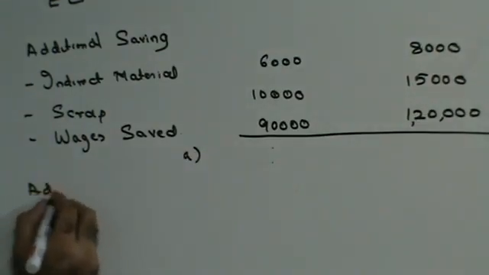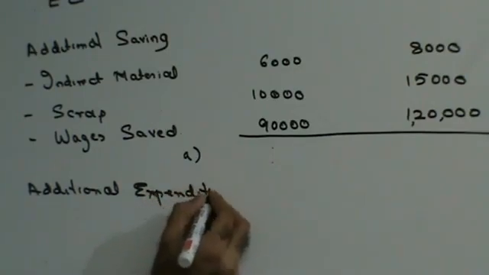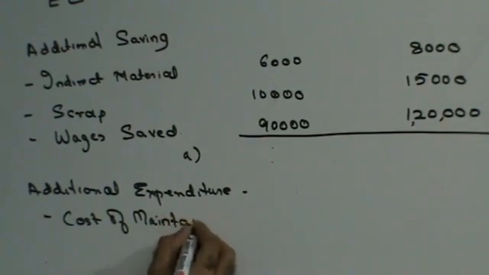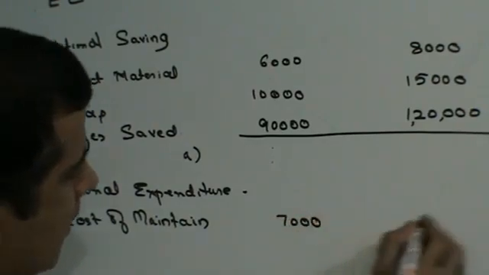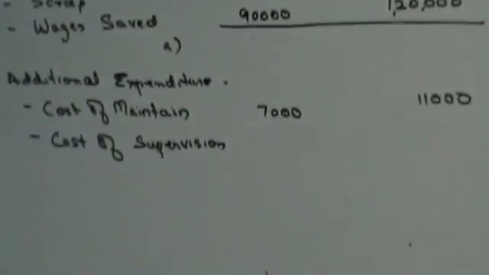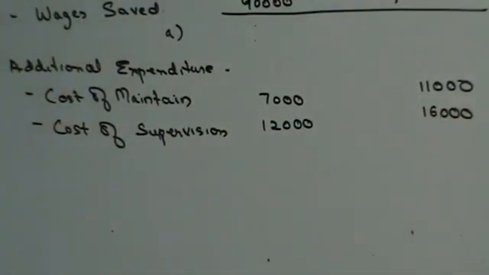Next, additional expenditure. Additional expenditure is given to you as cost of maintenance, which is 7,000 and 11,000. Next, additional cost of supervision, given to you as 12,000 and 16,000. Right? That's it. Those are the various things given to you.